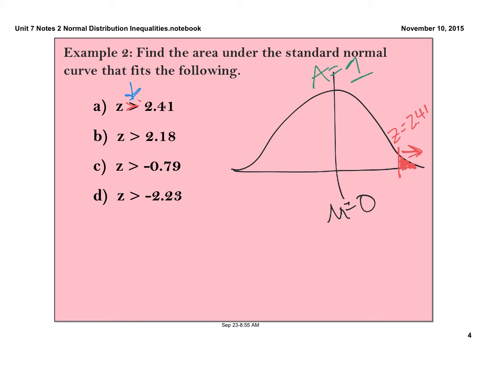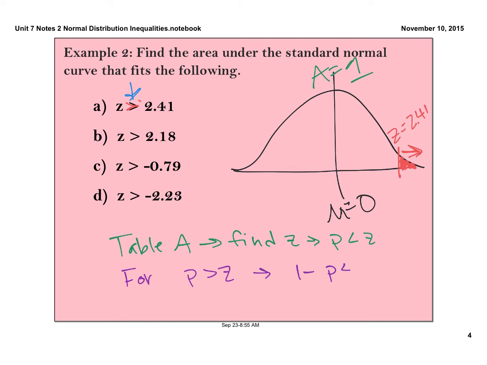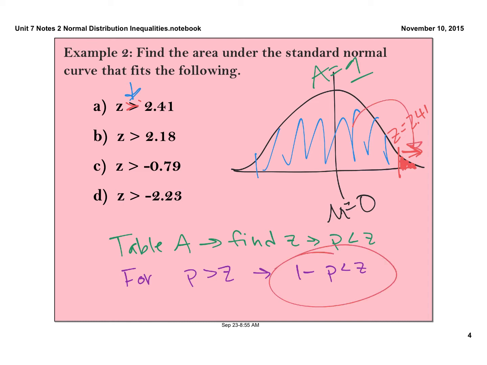So if we look in our table A, you go to table A and you find the z, that gives you probability less than whatever your z is. You want probability greater than. So for probability greater than, you need to take 1 minus whatever the probability in the table gives you. Because in the table, you're going to get this whole region. You want this region. I want the region above it. So I need to take 1 minus to get my z.